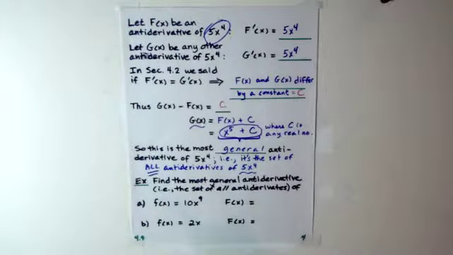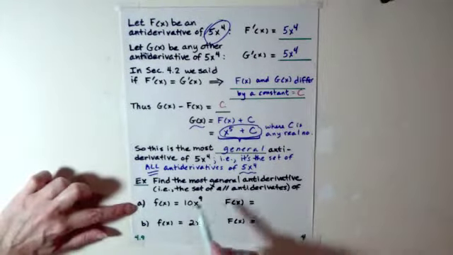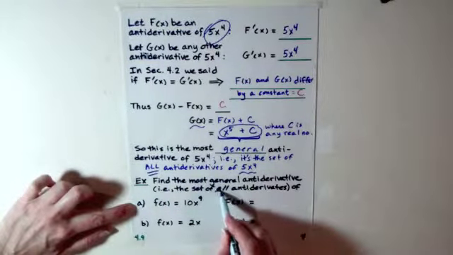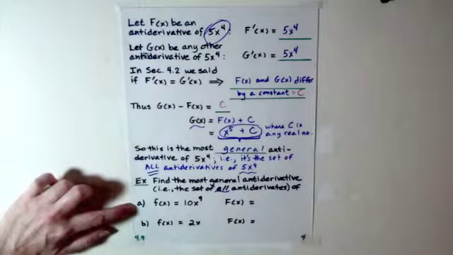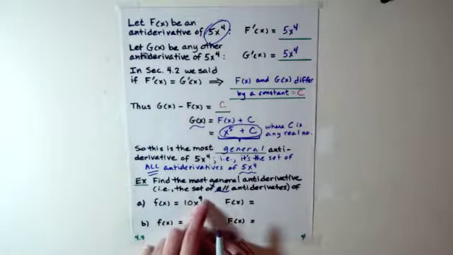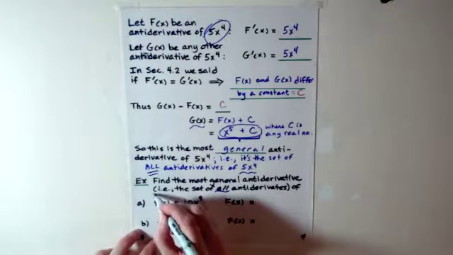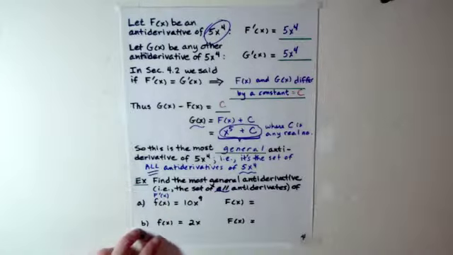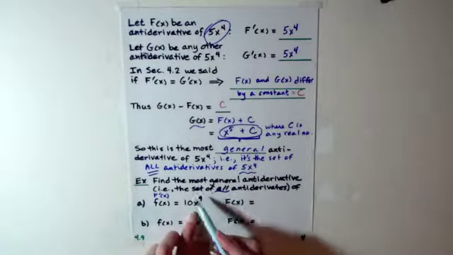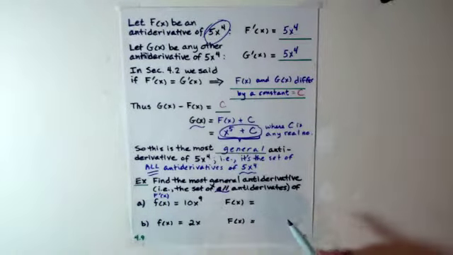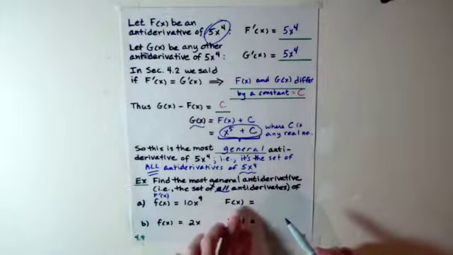Okay, what I want us to do next is this example where we're asked to find the most general antiderivative, in other words, the set of all possible antiderivatives of the given function. So suppose we're given little f of x is 10x to the ninth, and again by little f we mean exactly the same thing as capital F prime of x. So we're saying that the derivative is 10x to the ninth, and we want to find the antiderivative of 10x to the ninth. So what would capital F of x have to look like?